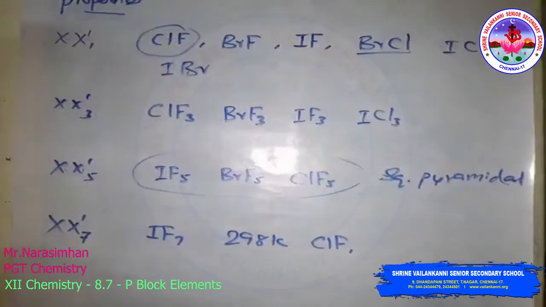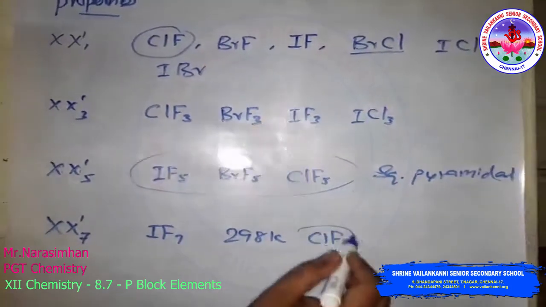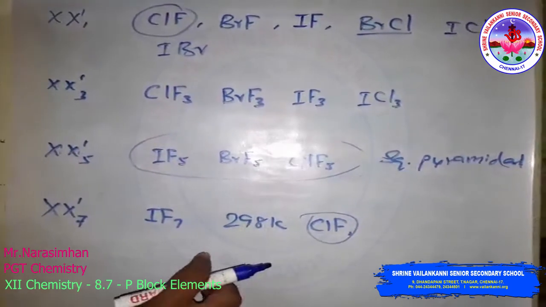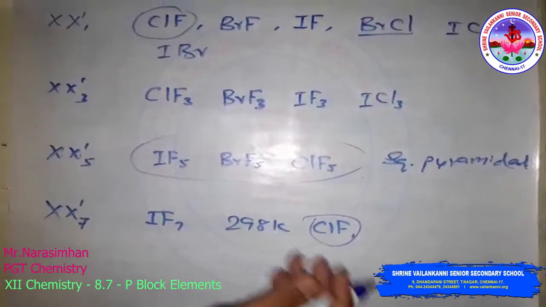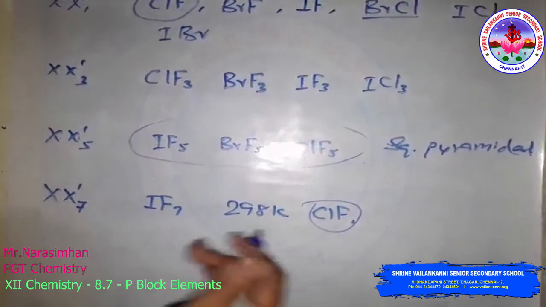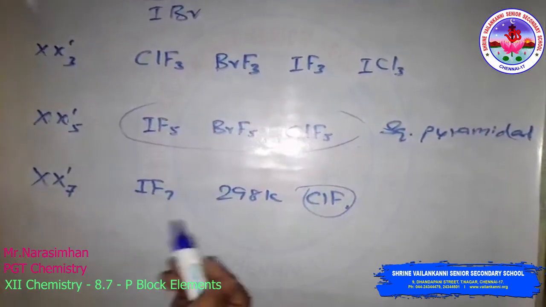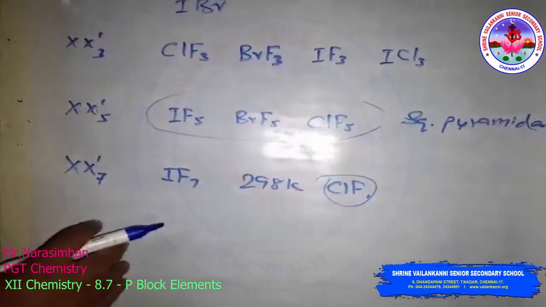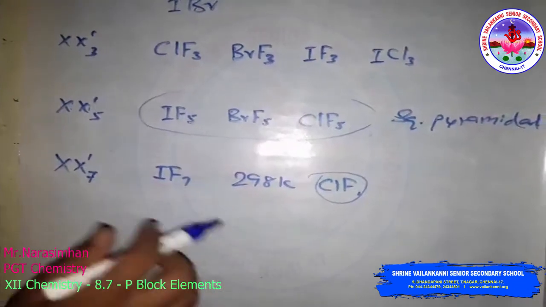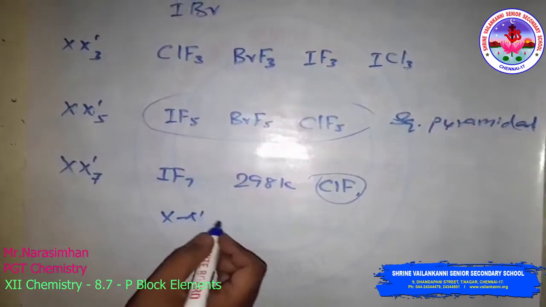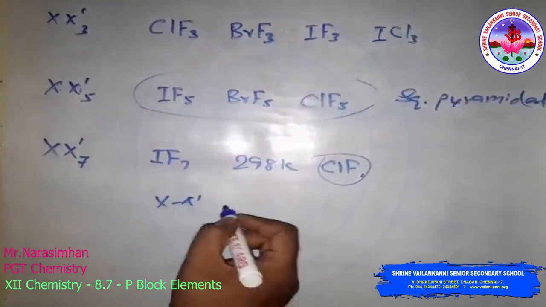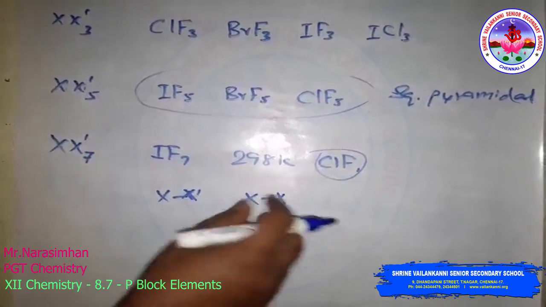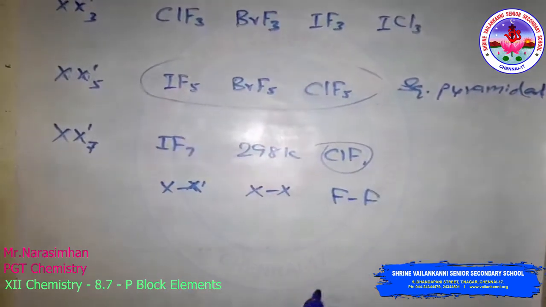This one is a gaseous molecule, and their physical properties are intermediate between those of the constituent halogens, except that their melting and boiling points are a little higher than expected. So their chemical reactions can be compared with the individual halogens. The interhalogen compounds are more reactive than halogens, except fluorine, because the XX' bond in interhalogens is weaker than the X-X bond in halogens, except the fluorine bond.